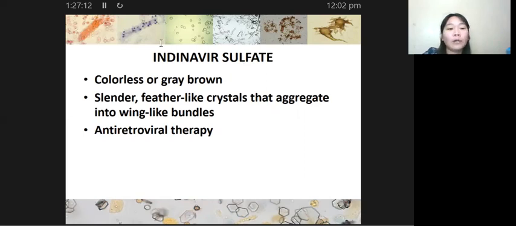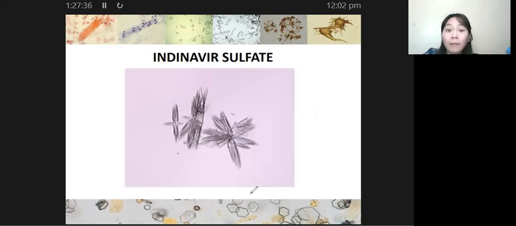Para mas madali po natin siyang i-memorize, underline nyo yung letter V kasi it is associated with antiretroviral therapy, HIV. So, asan yung sinasabi mo, ma'am, na feather-like crystals na na-arrange sa wing-like bundles? Ito siya. Para siyang feather, and pag pinagsama mo si feather, magiging wing-like yung kanyang appearance. So, do not forget, antiretroviral therapy, indinavir sulfate, HIV or AIDS patients.